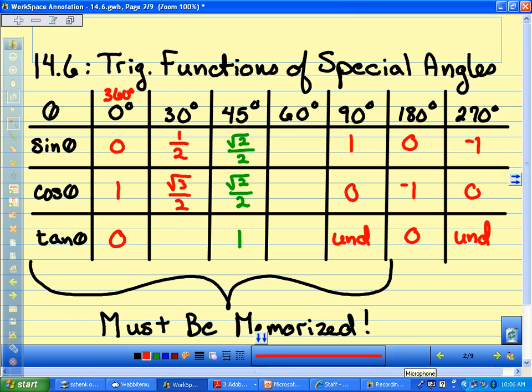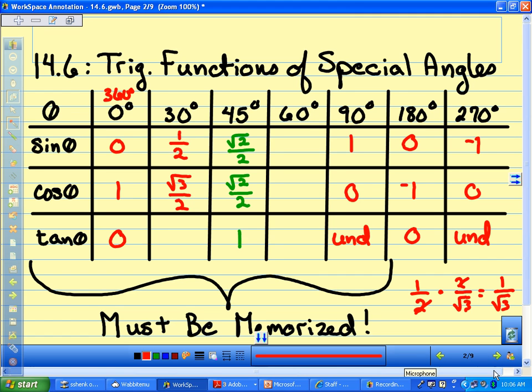Now again, how do we get tangent then? Yeah, so what's going to be 1/2? We're not going to divide by radical 3 over 2. We're going to multiply by 2 over radical 3. What's going to happen to the 2's? They cancel, and I get what over what? 1 over radical 3. But can I leave it like that, folks?